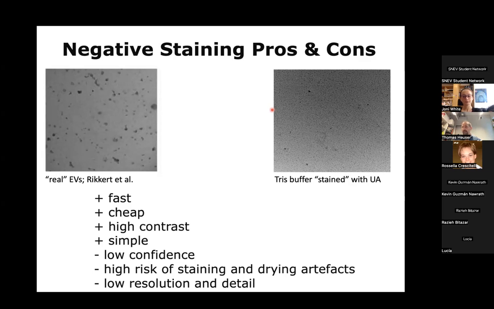We don't have high enough resolution to identify the double layer membrane, which would be a good indication that we really have vesicles here. And because you're drying out your sample in the end, we have a high risk of drying or staining artifacts, meaning we will see something that looks round and think it's a vesicle, but in reality, it's something different.